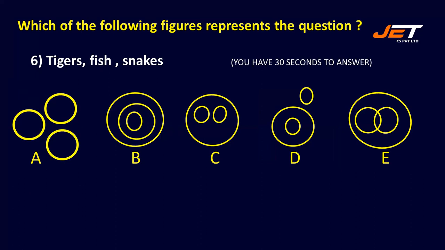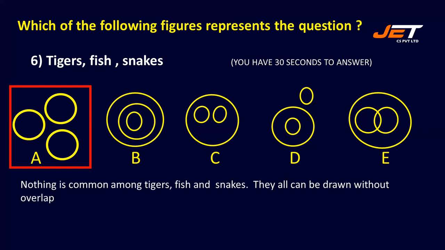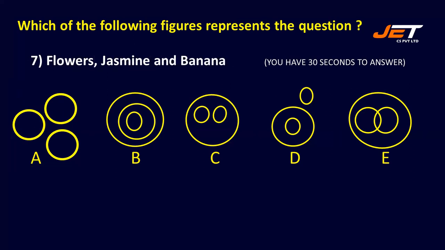All right. The next question is tigers, fish, and snakes. So 5 options are given. So we need to choose the correct option. Yes. The correct option is A. Yes. How? Because nothing is common among the tigers, fish, and snakes. So they all can be drawn without overlapping. Yes. Right. So the next is flowers, jasmine, and banana.